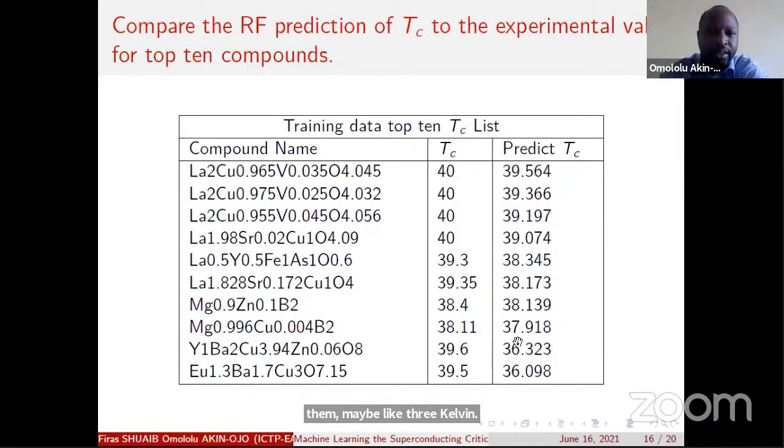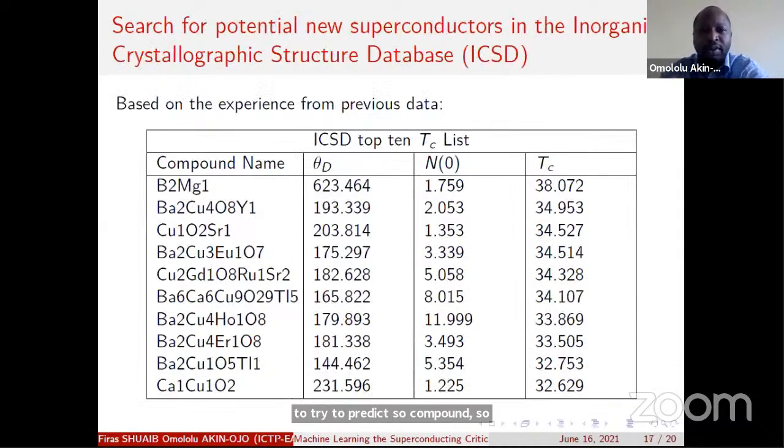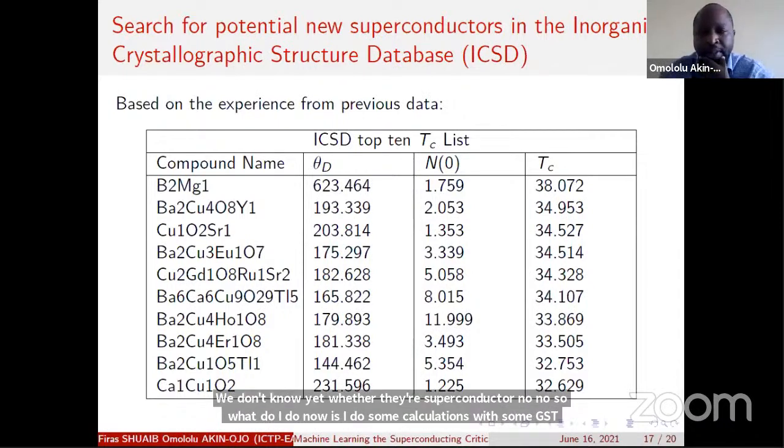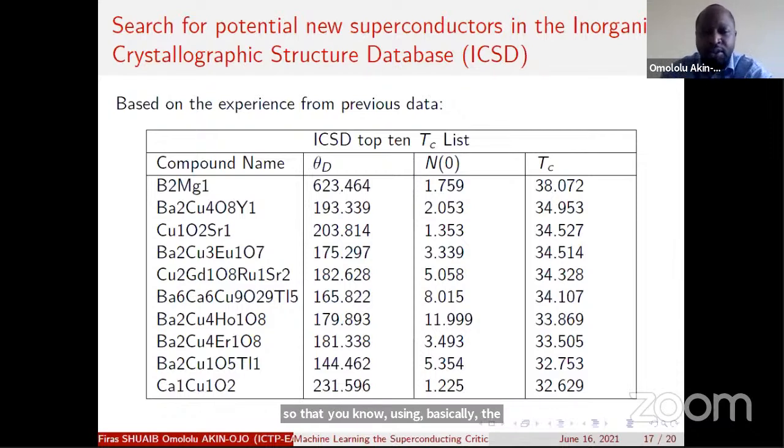And then after you get the model, what do you do? You try to predict some compounds. So here we predicted some compounds that we think will be superconducting. We don't know yet whether they're superconducting or not. So what we are doing now is some DFT calculations to check whether these compounds are superconducting or not, using basically the BCS electron-phonon mechanism.